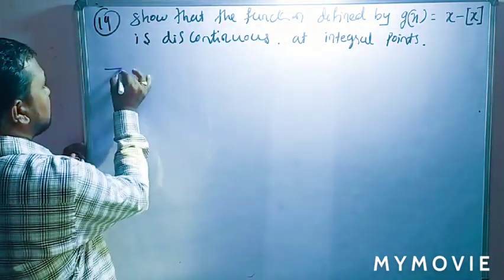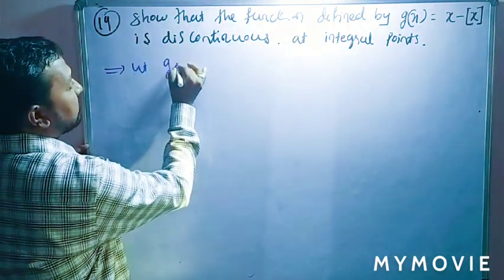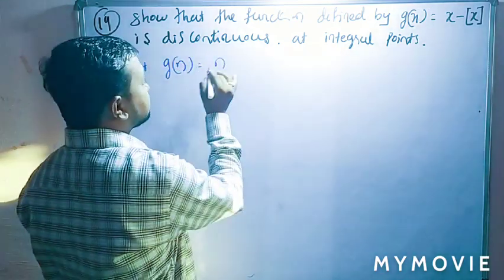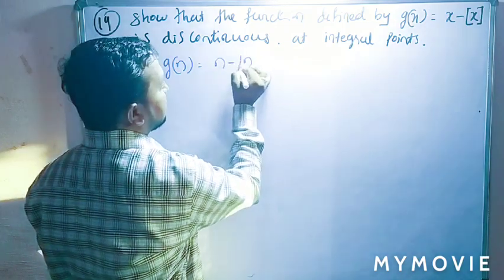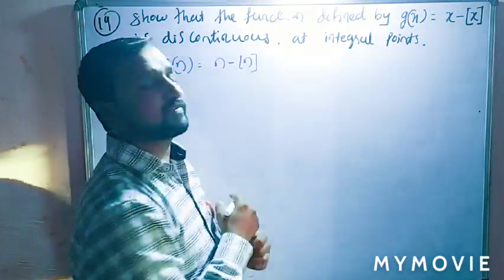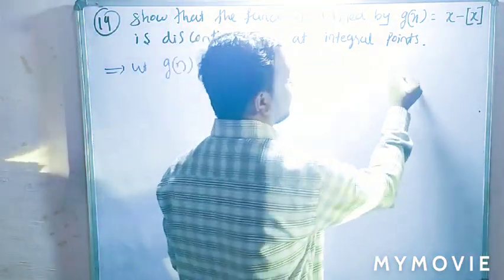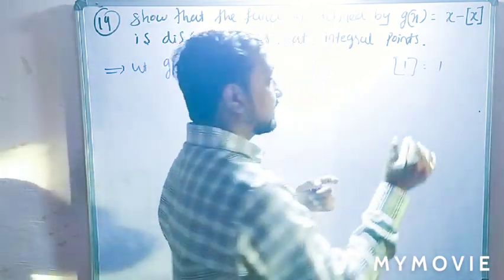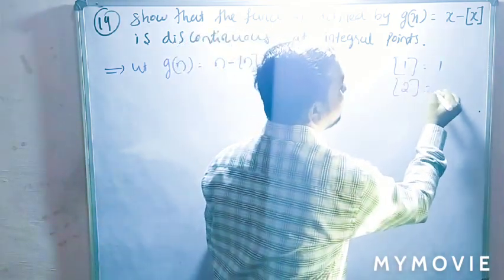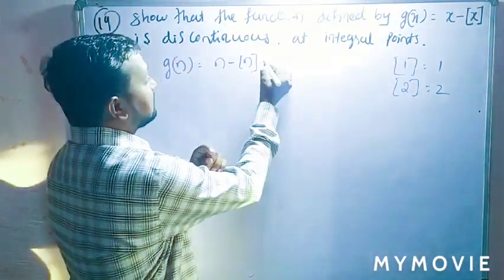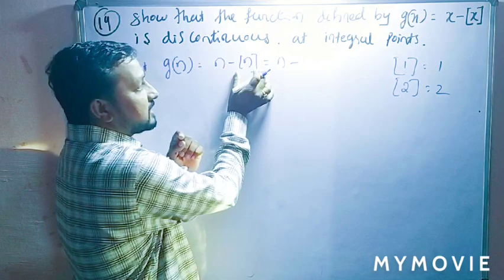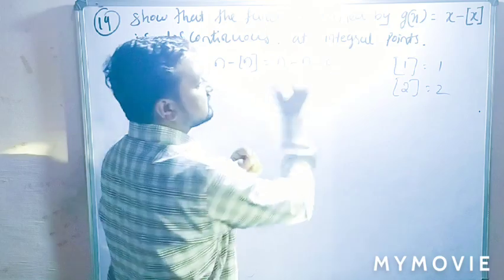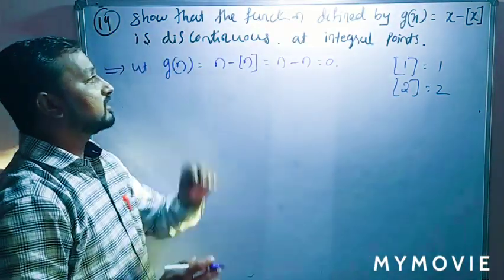Now first of all, let us consider g of n. I can take n as any integer. G of n is n minus greatest integer of n. What is the value of greatest integer of n? Here the greatest integer of 1 is 1, and the greatest integer of 2 is 2. Is that clear? Same like that, the greatest integer of n is n, where n is any number. So n minus n is equal to 0. Clear? So this is a defined function.